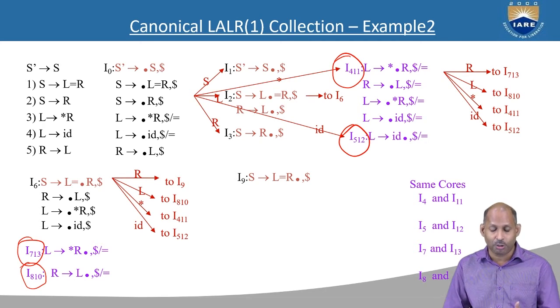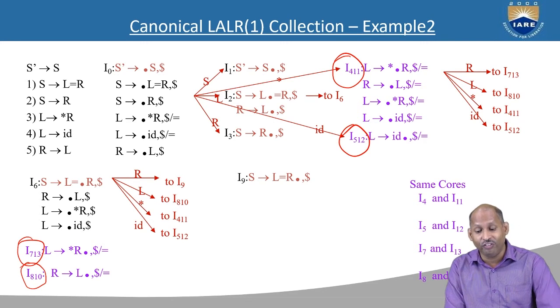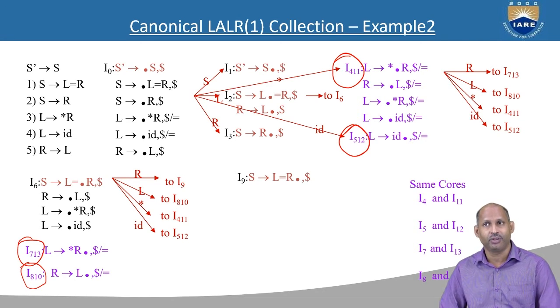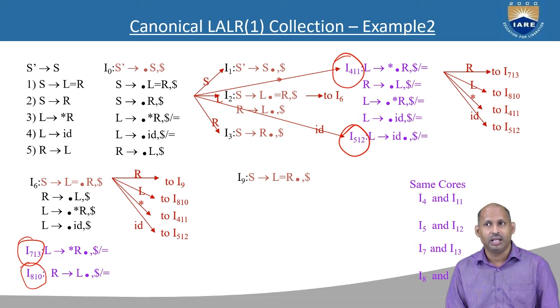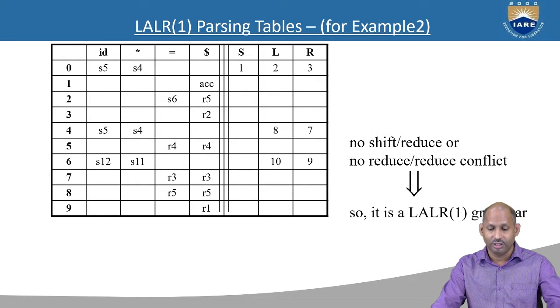The same previous problem only, but I4 and I11 states are combined. I5 and I12 states are combined. I7 and I13 are combined. I8 and I10, both the groups are combined. So this results in fewer states in the LALR. In the LALR, there will be fewer states.